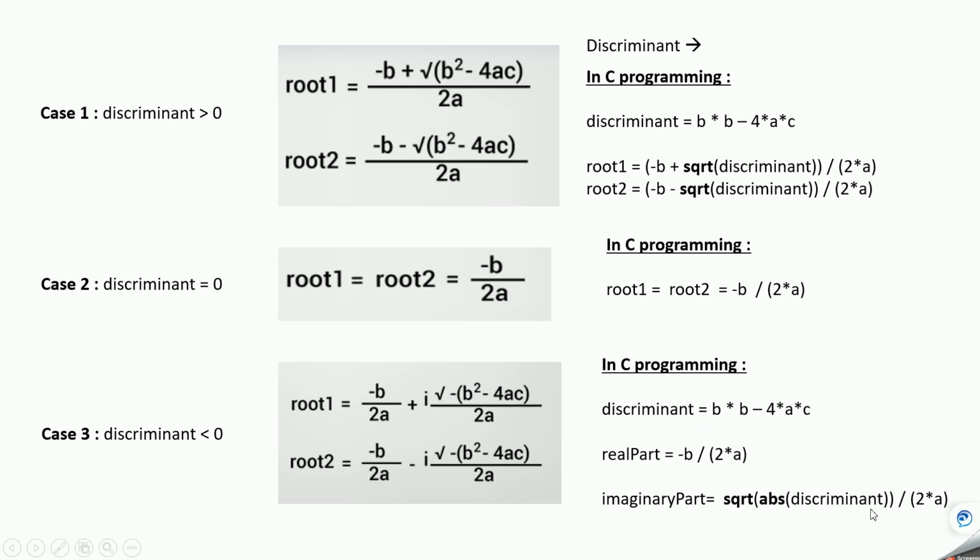We are doing the same thing here, and next we are calculating this 2 into a and then dividing by it. So now we have the real part, as we see in common, and the imaginary part for both cases. So we have calculated the real and imaginary parts in programming like this. Now let's see the program.